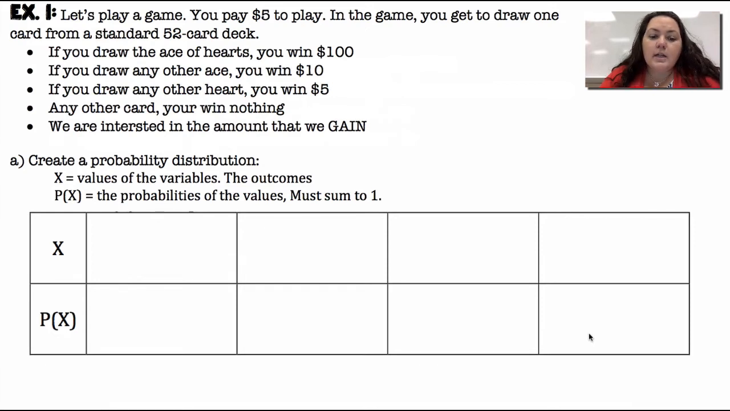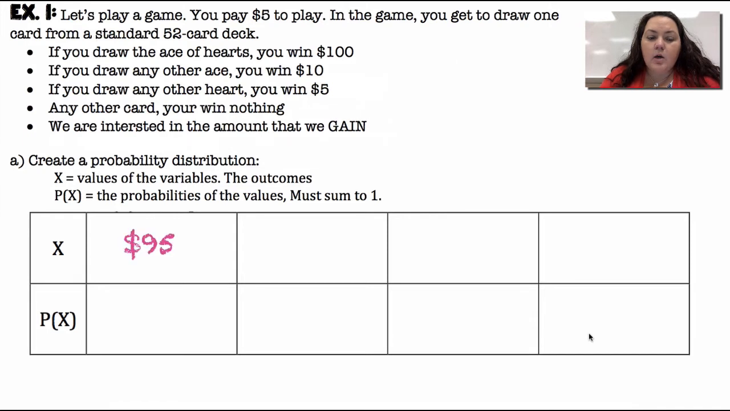We are interested in the amount that you gain. Create a probability distribution. So X is going to represent the value of the variable, so the outcomes. And then P of X is going to be the probabilities of those values, and we want to make sure that they always add up to 1. All right, so we're interested in the gain.